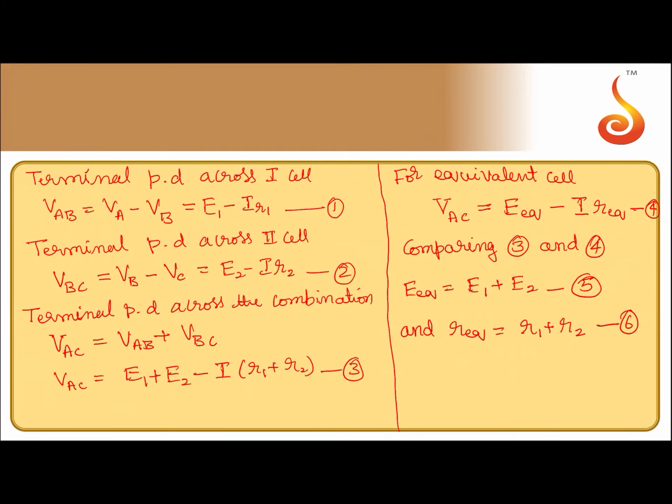So what we can conclude is, if two cells are connected in series, then the effective EMF or equivalent EMF of the two cells put together, that is the combination, will be equal to the sum of the individual EMFs. Similarly, the equivalent internal resistance is equal to the sum of the individual internal resistances. So E equivalent is E1 plus E2, R equivalent is R1 plus R2. So this is the expression for equivalent EMF and equivalent internal resistance.